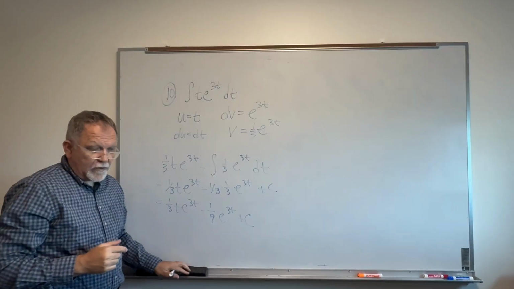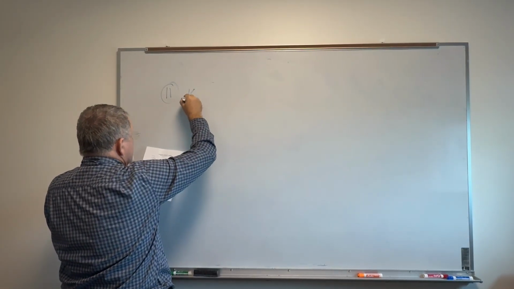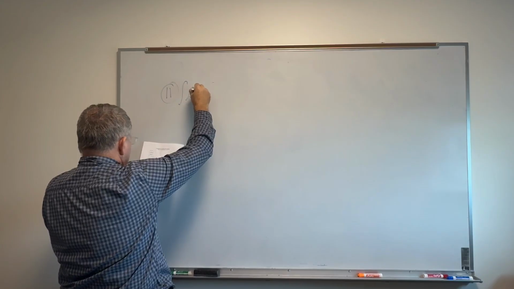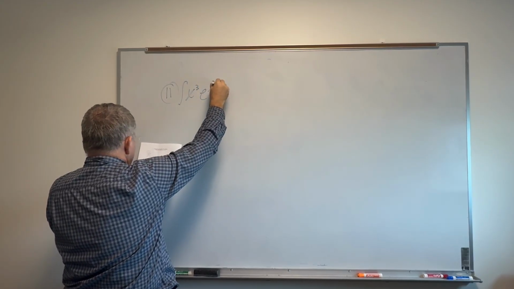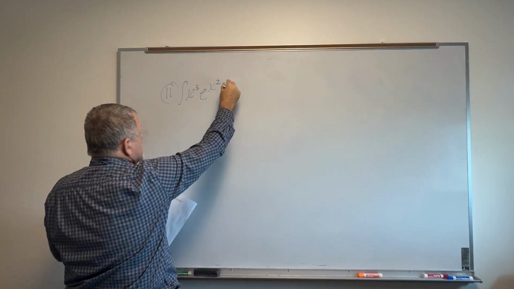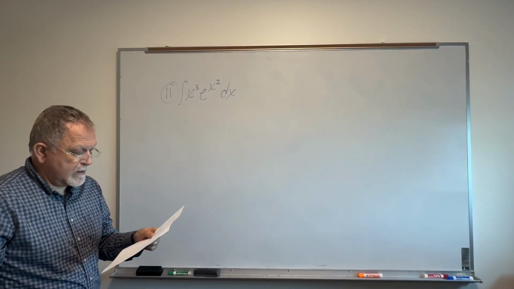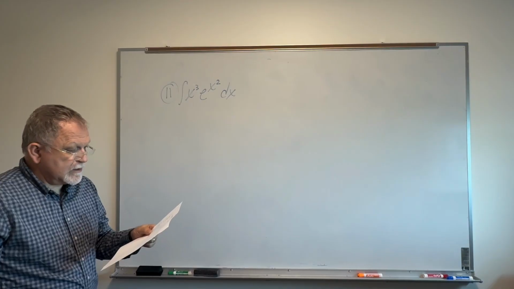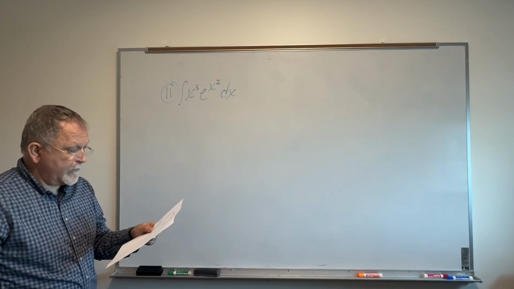Now moving on to number 11. Number 11, I have x cubed e to the x squared dx. This looks very similar to a problem I did earlier. It's very similar to problem number 4.